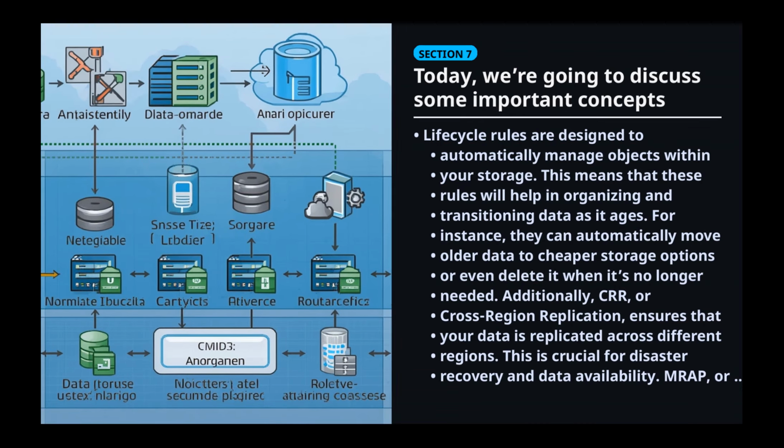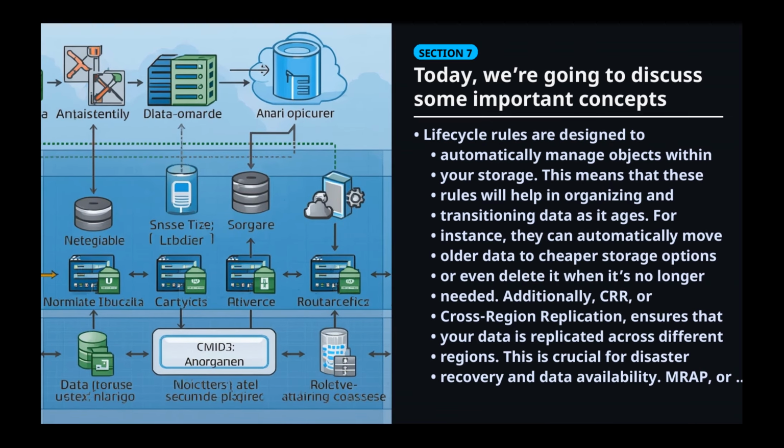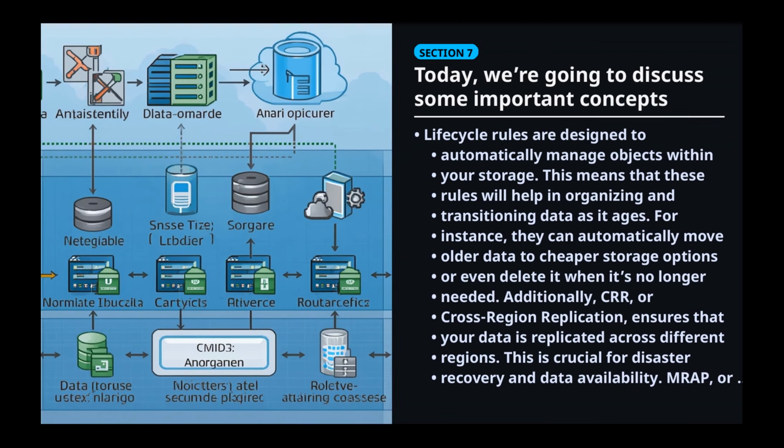When validating these processes, it's essential to monitor S3 metrics and replication status. This helps in ensuring that everything is functioning as expected. However, candidates often confuse lifecycle and replication policies, misconfiguring MRAP access, or overlook cross-region costs. In summary, understanding these concepts is vital for effective data management in cloud environments.